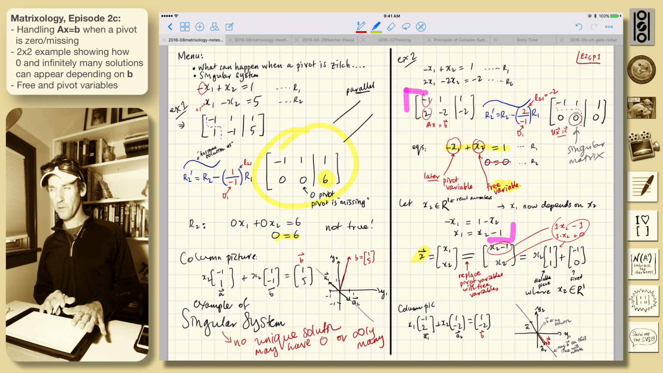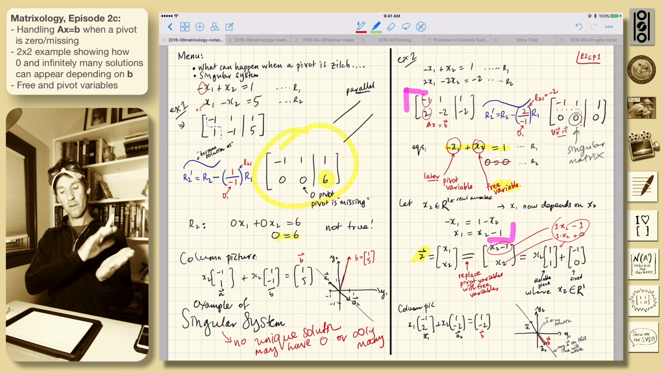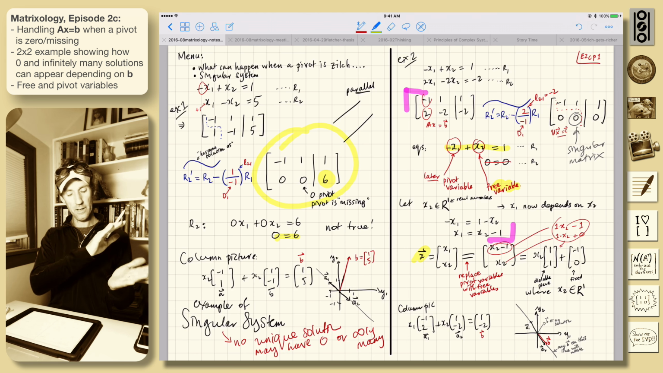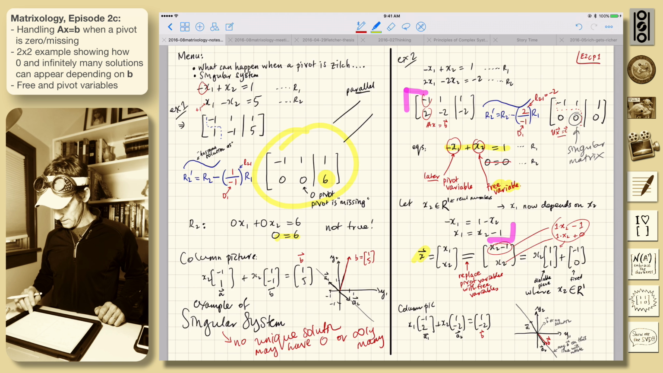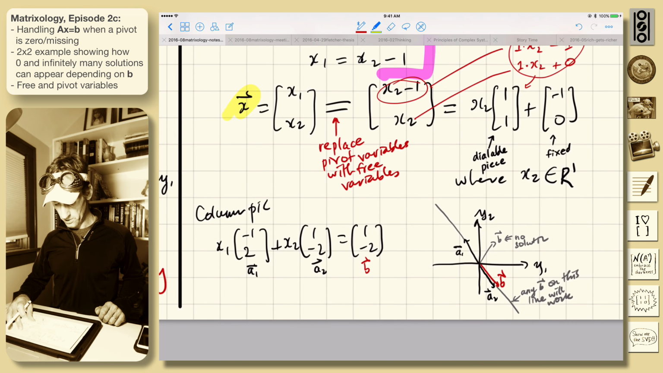And the geometric interpretation, again, for 2x2s is that in the first case, we have two lines that are parallel, they never touch each other. In the second case, they are on top of each other. Column picture, very important. Let's just finish with that.